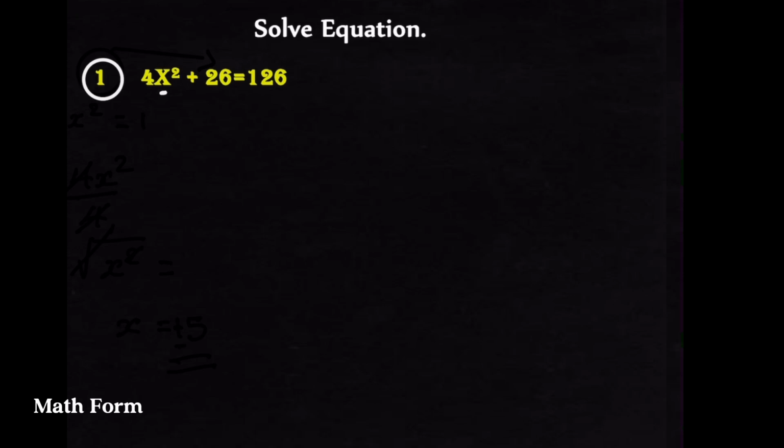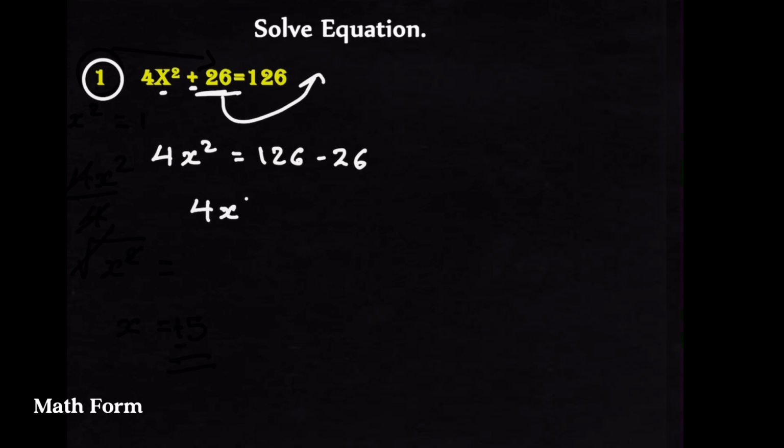So let's start by moving this positive 26 to the other side. So I'll write 4x squared equals 126. When you move the positive 26 to the other side, it becomes negative 26. So 4x squared equals 126 minus 26, which is 100.